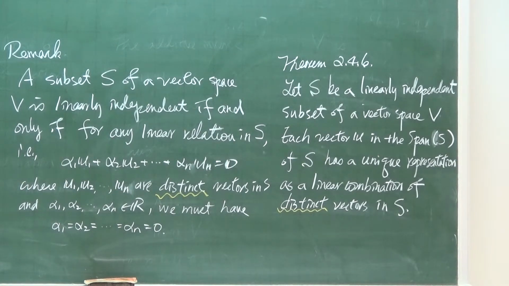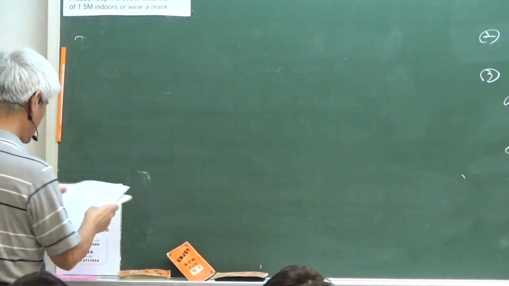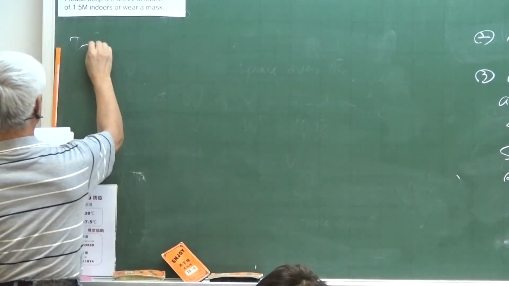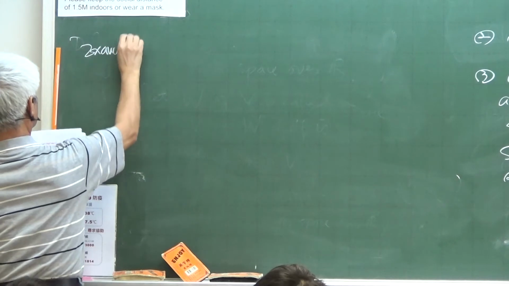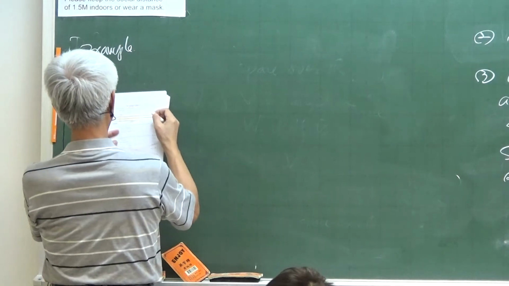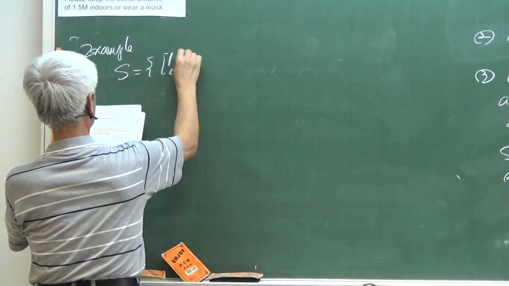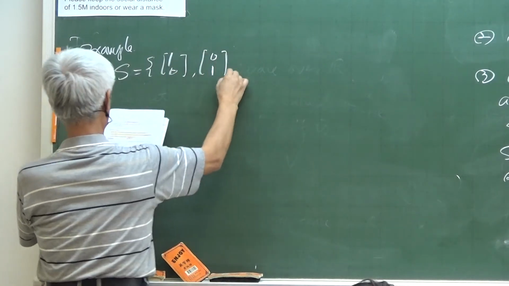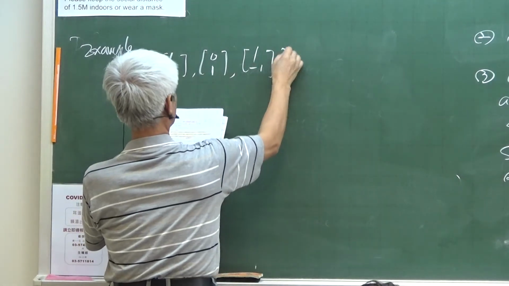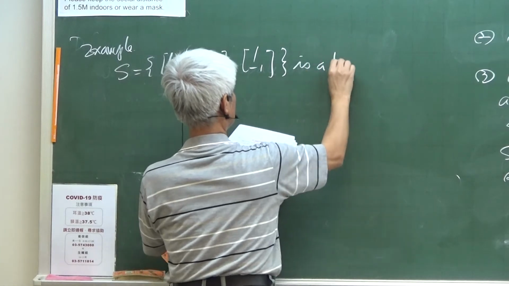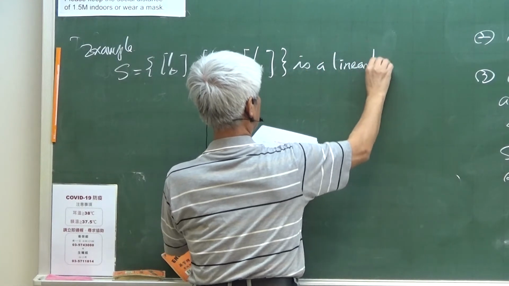But before that, I give an example. I take a simple example. So X is a linearly dependent set.